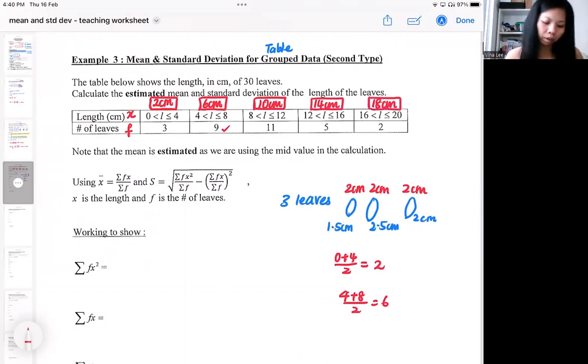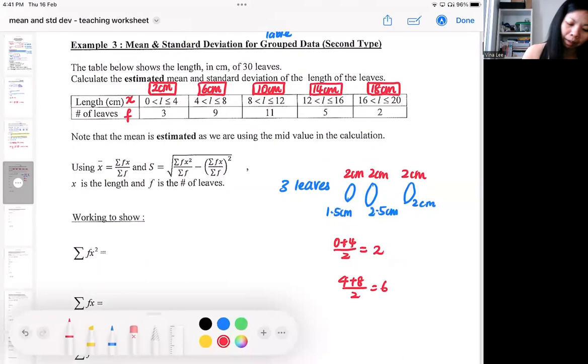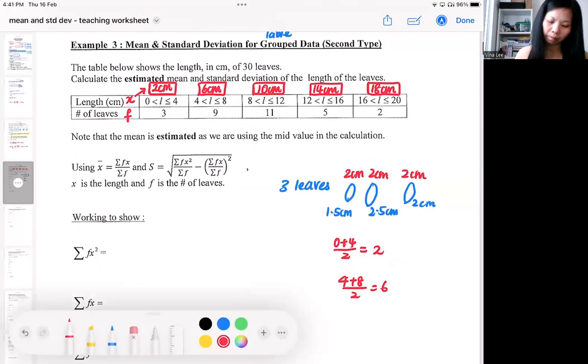So in some exam question, they will ask you, why is this mean estimated? This mean is an estimated mean because the mid value of each category is used to estimate the actual length of the leaf. Okay, so bear in mind, why is this not accurate? Why is this only estimated? We do not have the actual value. We make use of the midpoint, in a way like a midpoint, to estimate the true value. So all these are my X. 2, 6, 10, 14, 18 are all my X.